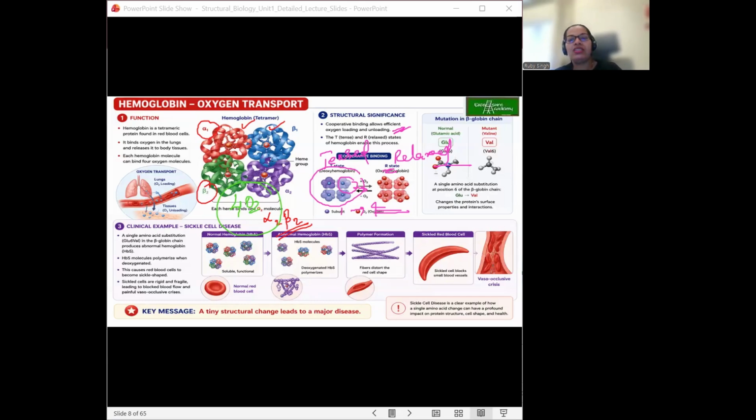Now, this is a very useful behavior of the hemoglobin because that helps in the efficient loading of the oxygen and unloading of the oxygen as and when required. So that's what we understand from the T state and the R state. I hope this is clear. So the T state and the R state.